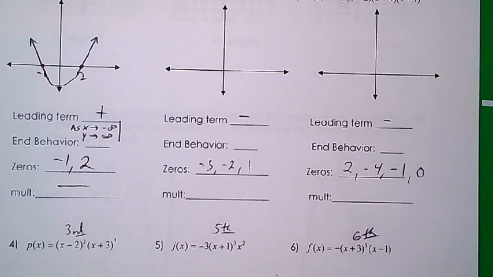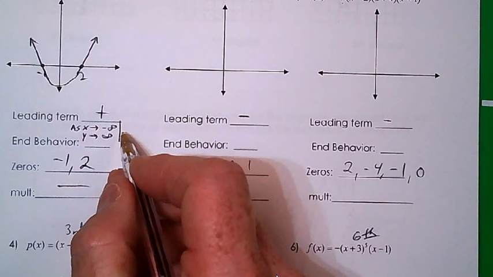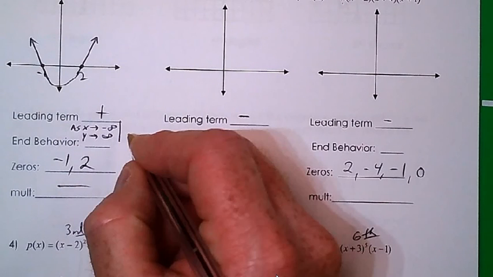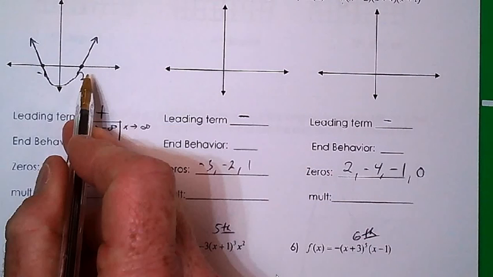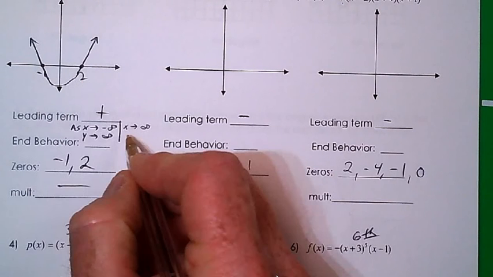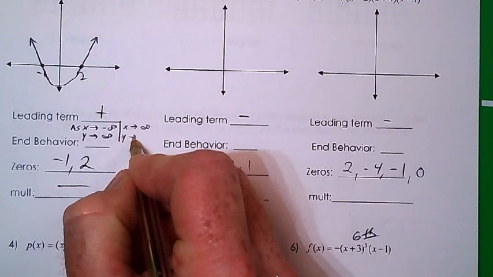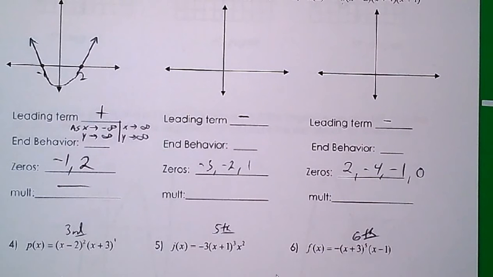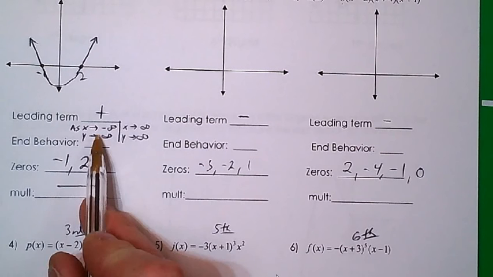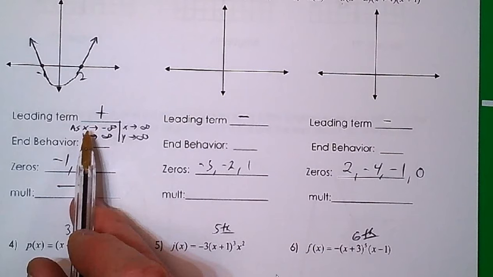All right, on the right side of this graph, as x approaches positive infinity, what are the y values doing? Going up. So y approaches positive infinity. That's how you write end behavior. It's all about x's and y's at the ends, where the arrowheads are. So this little arrow stands for approaches. X is approaching negative infinity as y approaches positive infinity.